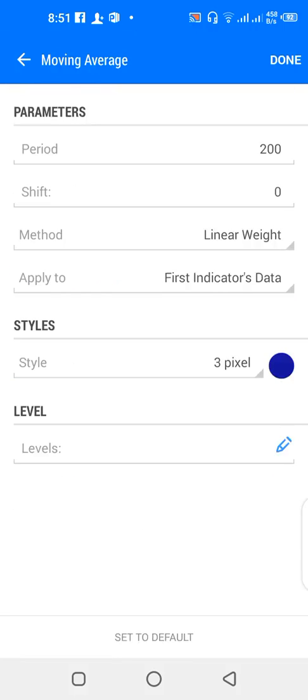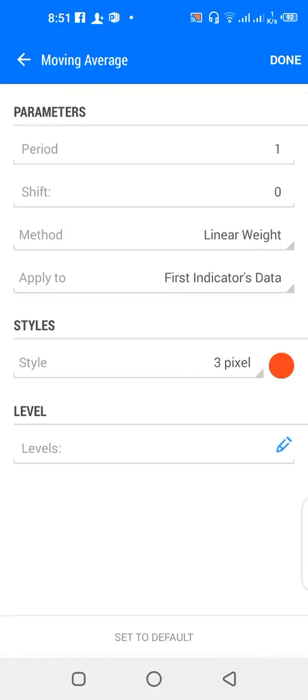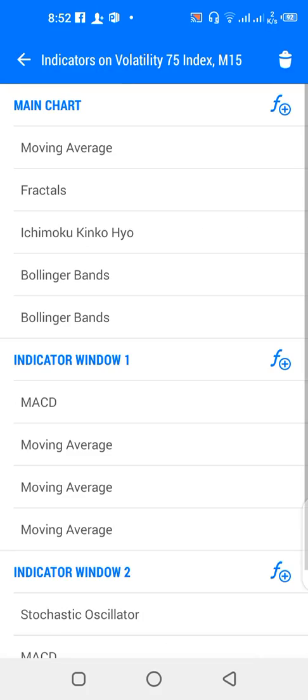Then we have another moving average, period is 200. Linear weight, first indicators data, color is blue. Then we have a moving average, period is 1. Method is linear weight, applied to first indicators data, color is red.